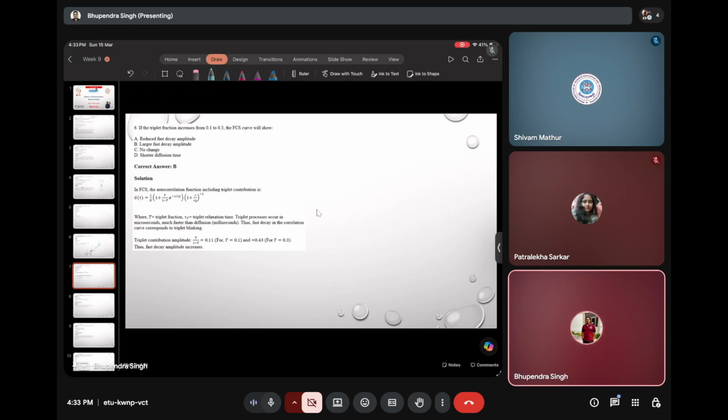Okay, so if you just calculate it, if the triplet fraction increases from 0.1 to 0.3, then you can calculate the triplet contribution amplitude, T upon 1 minus T. It turns out to be 0.11 for T equal to 0.1 and 0.43 for T equal to 0.3. So the triplet fraction is increasing from 0.1 to 0.3, which means the triplet contribution amplitude is also increasing from 0.11 to 0.43. Thus, the fast decay amplitude of the autocorrelation curve is increasing.